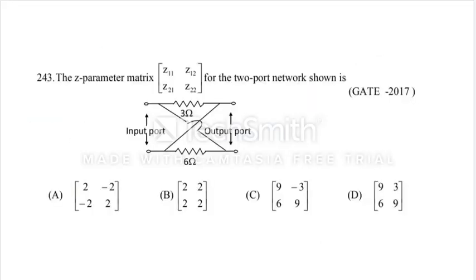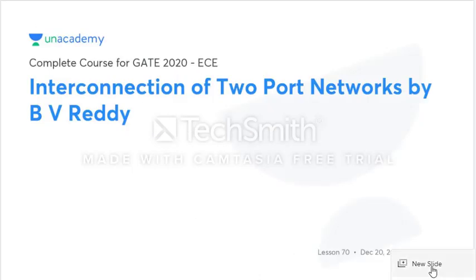We have seen how to calculate the Z parameters, Y parameters and T parameters. And we have seen the standard network for the T parameters. What is it? The inverted L shape. We have also remembered the standard network for the Z parameters.